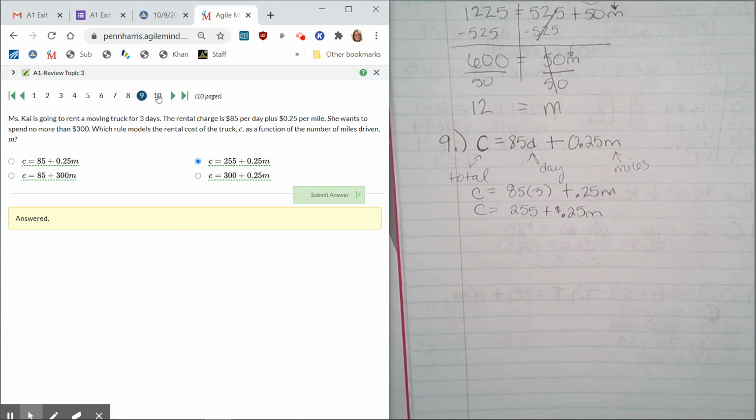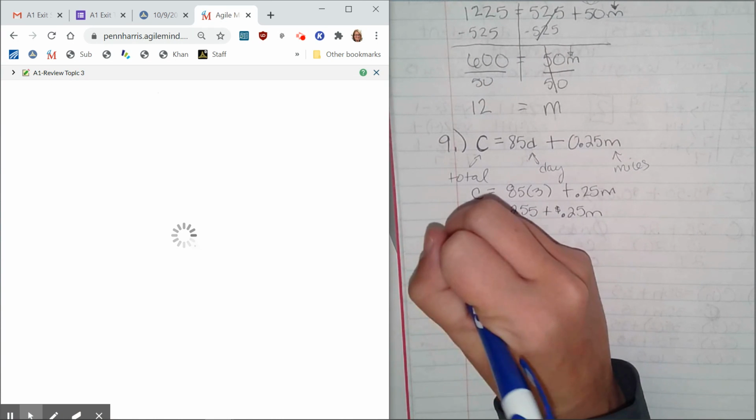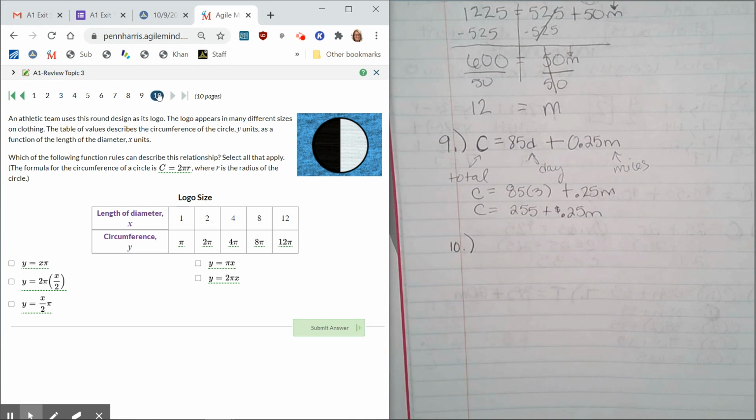And then lastly, question number 10. This one's hard, guys. This one is a hard one, not gonna lie. So we have an athletic team uses a round design as its logo. It appears in many sizes on clothing. So the table of values describes the circumference of the circle, Y, as a function of the length and diameter. Which of the following function rules can describe this relationship?